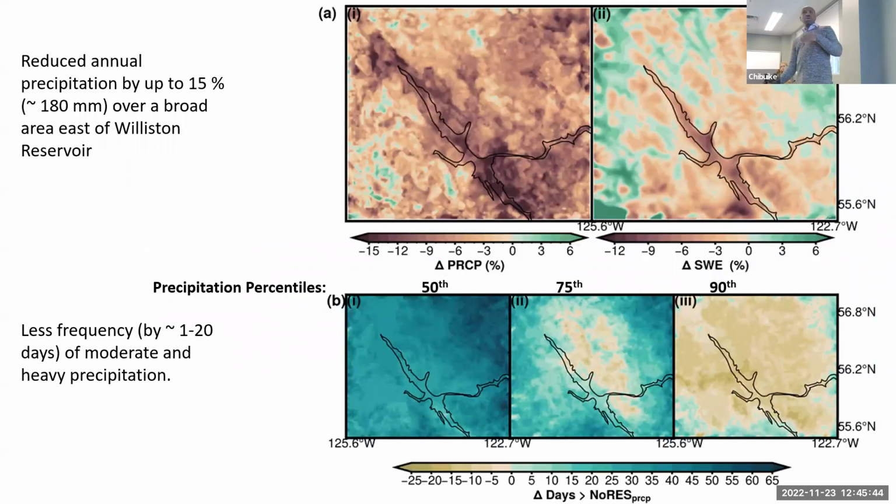So overall, when you quantify the effect, we are looking at approximately a 15% decrease, about 180 meters in terms of quantity of precipitation. Also a decrease in snow, or water equivalent of snowfall.